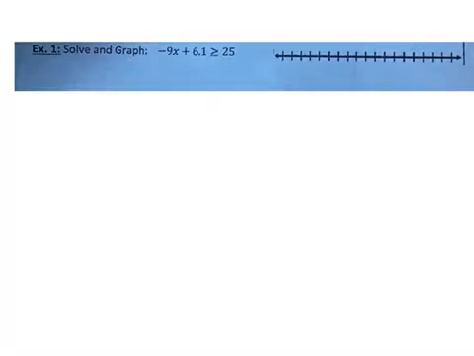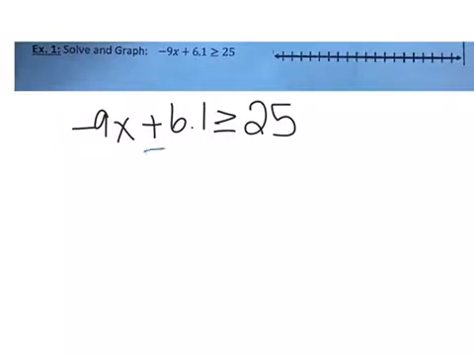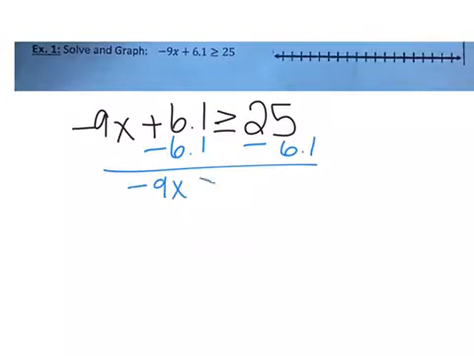The first thing that you're going to do is go ahead and get rid of your constant. So what we're going to do is subtract 6 1/10 from both sides. Whenever I subtract that, I get negative 9x is greater than or equal to 18 9/10. The next step is I need to isolate the variable x just like I normally would. You're multiplying by negative 9, so you will divide both sides by negative 9.